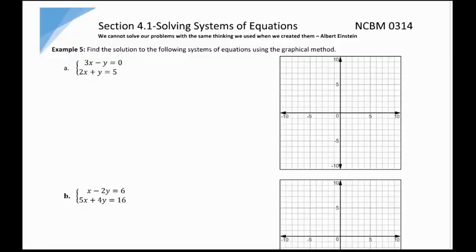Section 4.1, Solving Systems of Equations, Part 2. We need to find the solution to the following systems of equations using the graphical method. For this section to graph, I'm going to use the slope-intercept form.